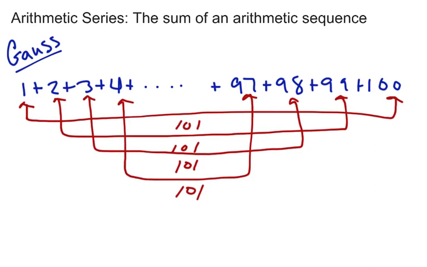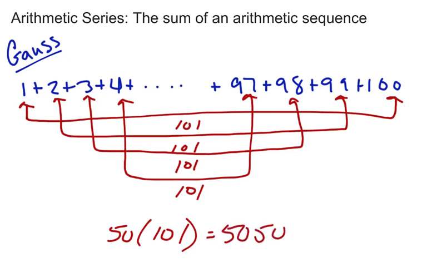So he basically took the list and folded it in half and added up all of them and found that they were always the same. So it's always going to be 101. But how many of these pairs do we have? Well, since there's 100 numbers, we fold it in half. There's going to be 50 of them. And that's how we get the answer of 5,050.